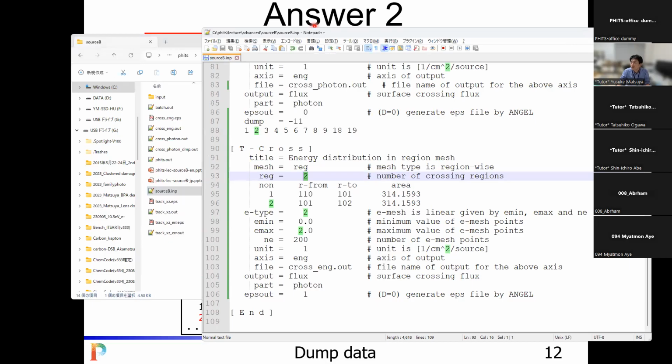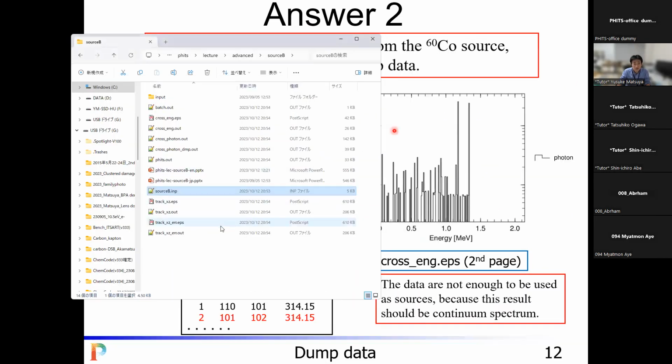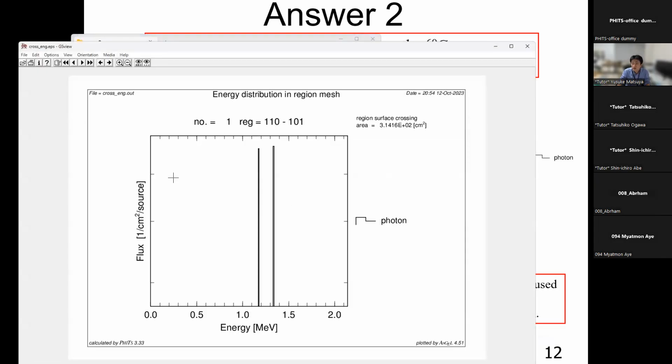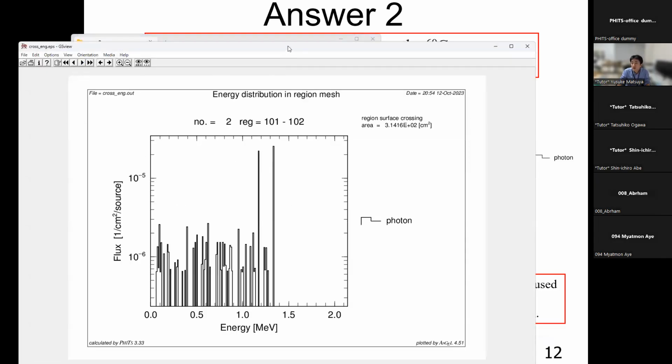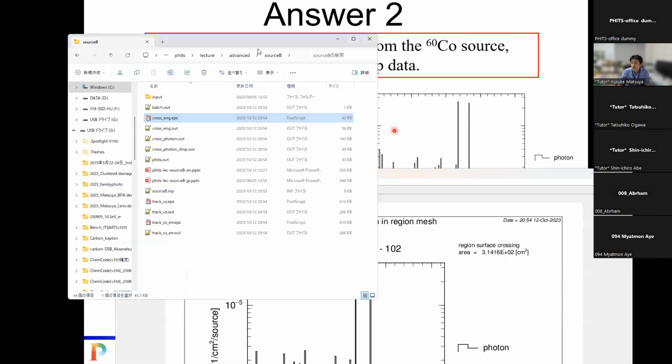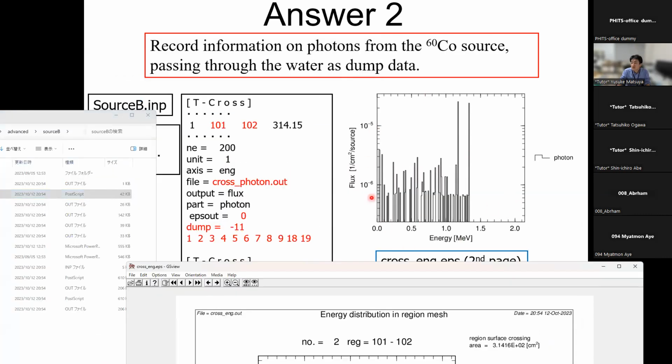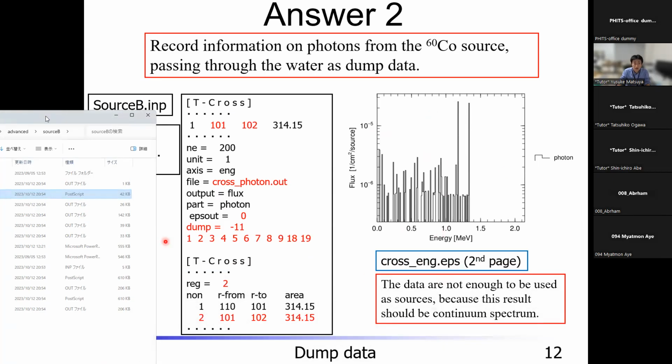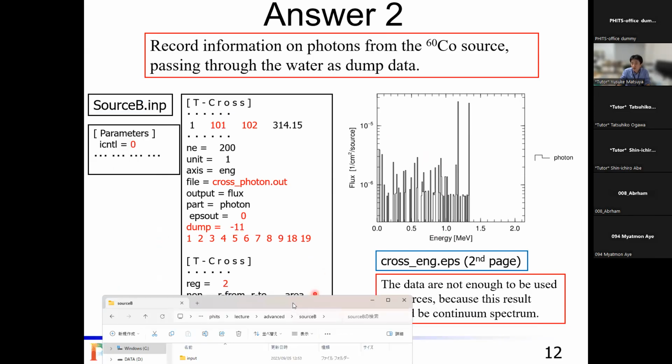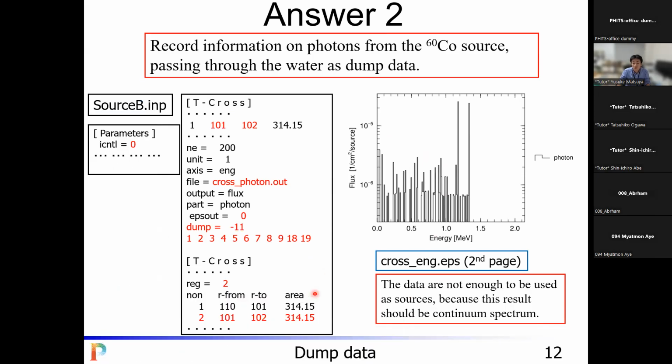Okay, completed. So after the execution, please open the cross_eng.eps file, this one. And going to the second page, we can obtain the same result as the figure shown in this slide. From this figure, the data are not enough to be used as a source because this result should be a continuous spectrum.